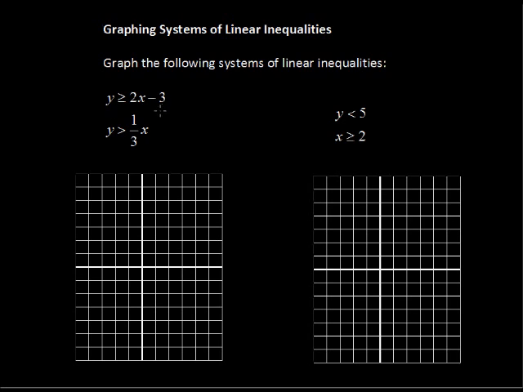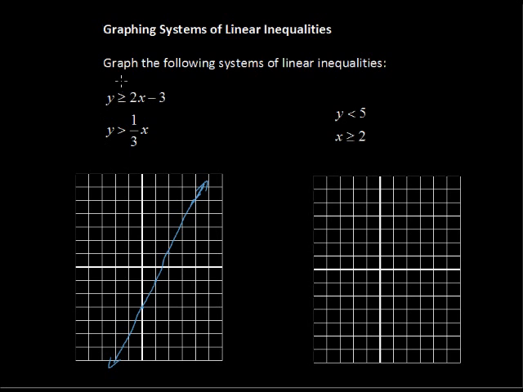So the first line is 2x minus 3. So we have a y-intercept of -3 and a slope of 2. So up 2 over 1. And I'm just going to make some points there. And then I can draw this line. And this is the line that represents 2x minus 3.